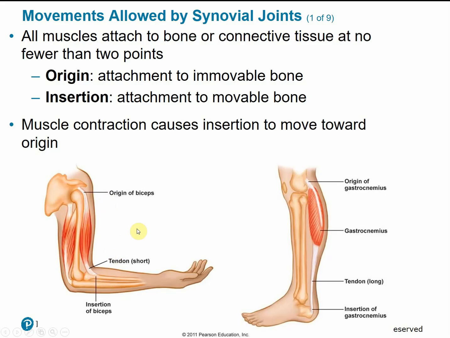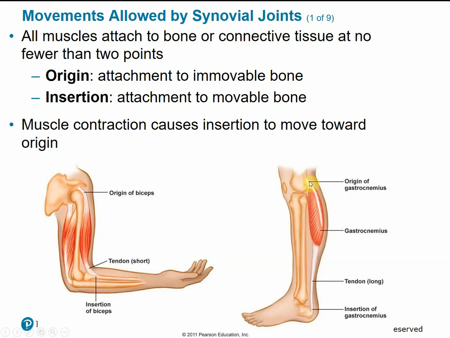So your muscle contraction is going to cause the insertion to move closer to the origin. In this example of the bicep, the bicep originates near the head of the humerus and the scapula, and it inserts on the forearm bone, on the radius. So when the bicep contracts, it's going to pull and shorten, and it's going to pull the forearm closer to the origin.